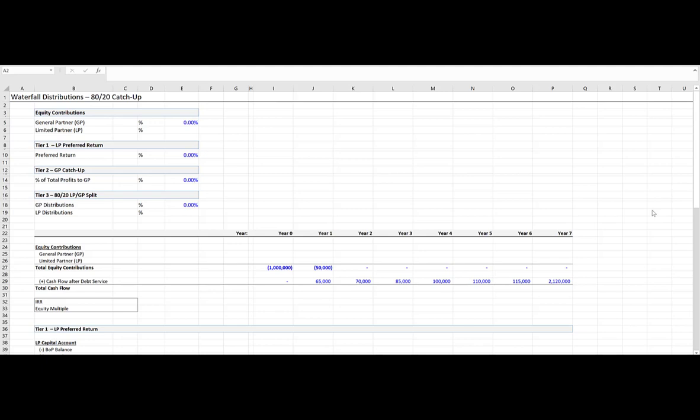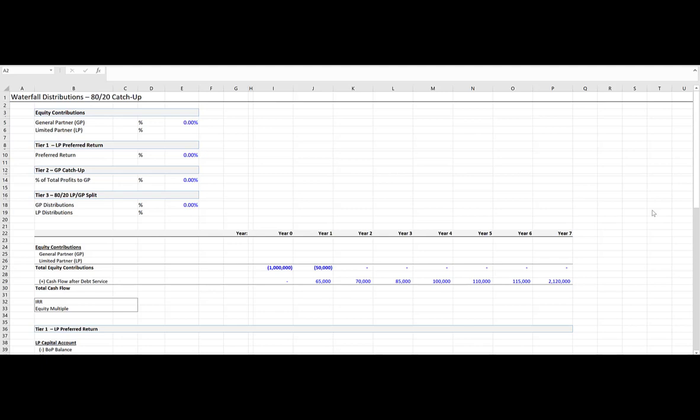Tier 2 is the GP catch-up, in which the GP receives 100% of the cash flows until they've received 20% of the total deal level cash flows, and that's an important distinction. Then everything beyond Tier 2 is split 80% to the LP and 20% to the GP. This waterfall is commonly known as an 80-20 catch-up.